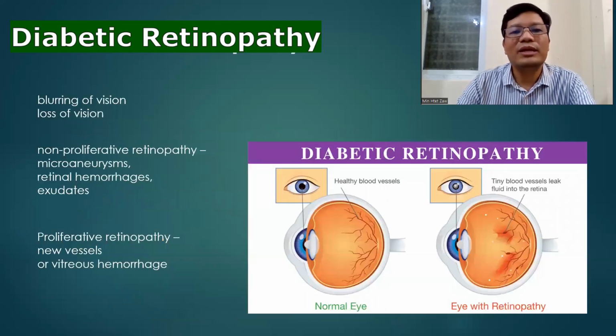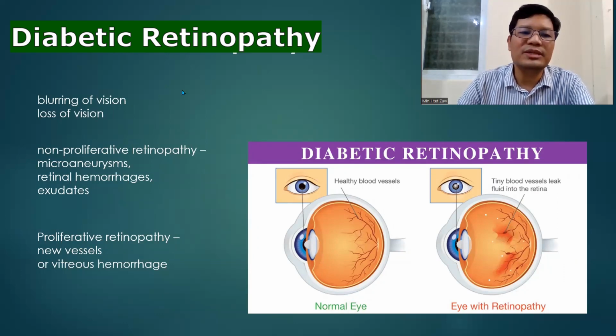Now, I would like to talk a little bit about signs and symptoms of diabetic retinopathy. As you can see in this picture, in comparison with a normal eye, an eye with retinopathy has these pathologies in the blood vessels, or it will cause blurring of vision and loss of vision if untreated. There are two types: non-proliferative retinopathy, consisting of microaneurysms and retinal hemorrhages and exudates, which can lead to proliferative retinopathy with new vessel formations and vitreous hemorrhages.